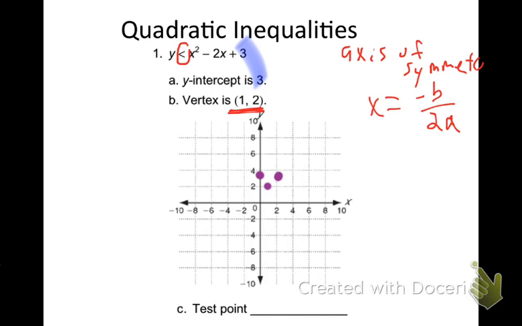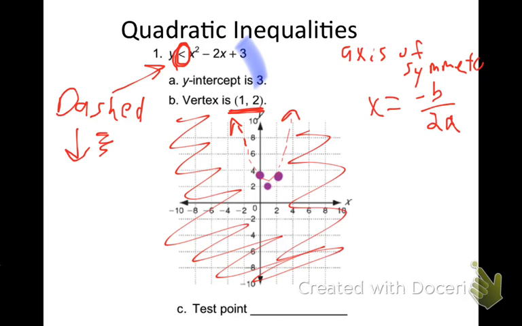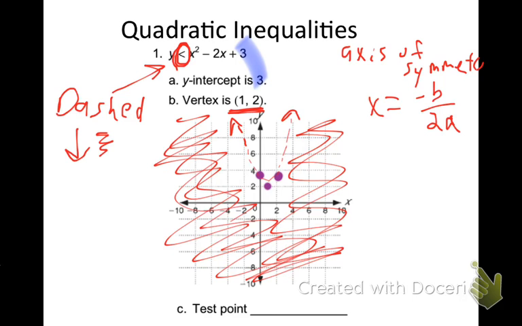If I look at my inequality, is that going to be a solid or dashed line? John, what do you say? That is a dashed line. And do I shade above or below, John? I shade below. So I'm going to sketch a dashed parabola here. Okay, so there's my dashed parabola because it's less than. And I'm going to go below, so it's all this area underneath my curve. And that's what we're doing today.